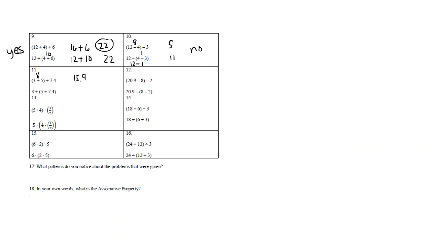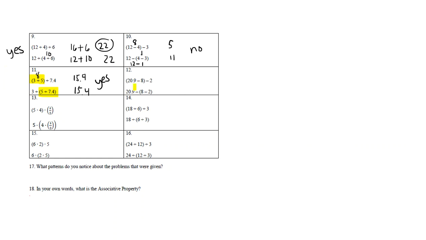And then 12.4 plus 3 is also 15.4. Okay, so it doesn't matter if you do the 3.3 plus 5 first and then the 7.4, or if you add the 5 and the 7.4 first and then the 3, in both cases you get 15.4. Okay, so those would be equivalent. Yes. Okay, number 12.